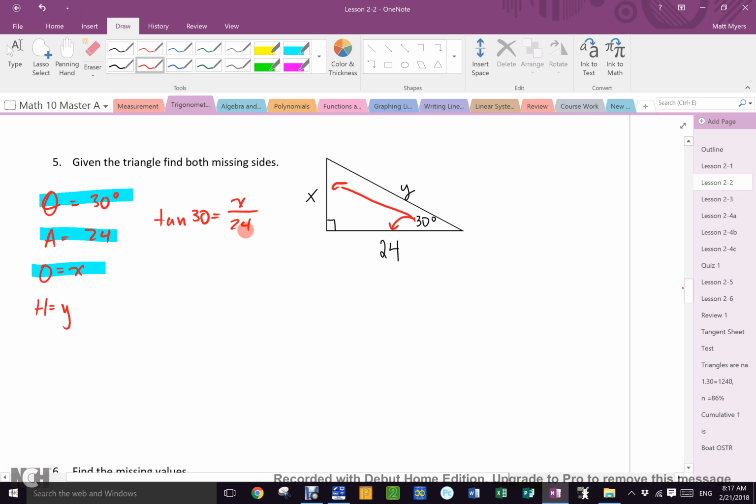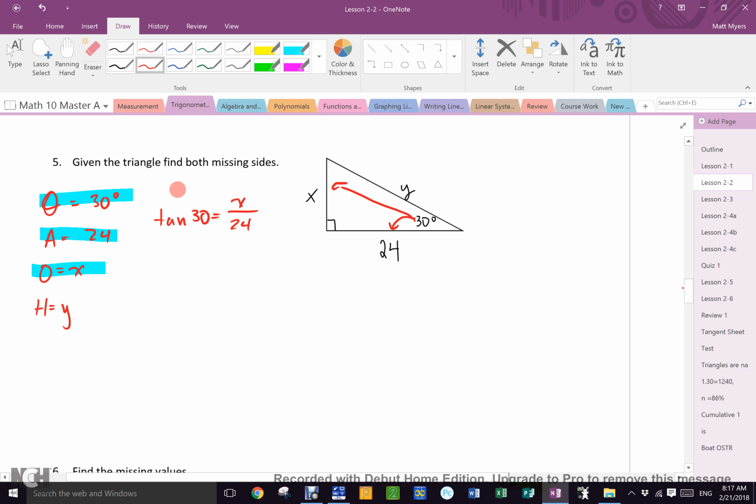Now, if this was algebra and that word tan wasn't there, how would you get rid of that 24? You'd multiply both sides by 24. You're going to do that. Tan 30 is just a number. Where do you get that number from? Your calculator. It knows what the tan of 30 is.